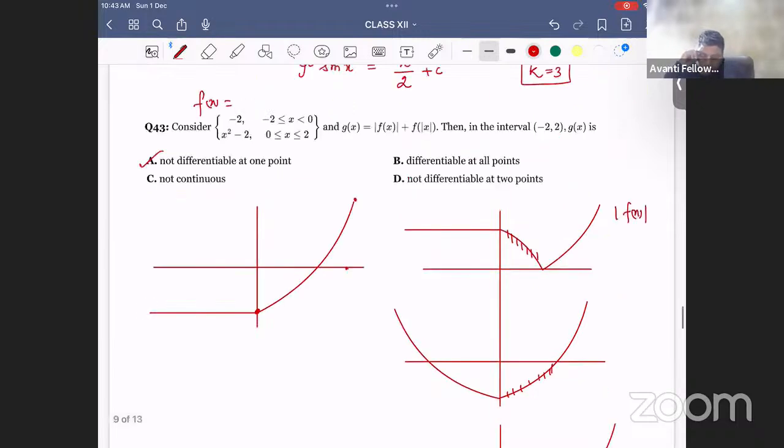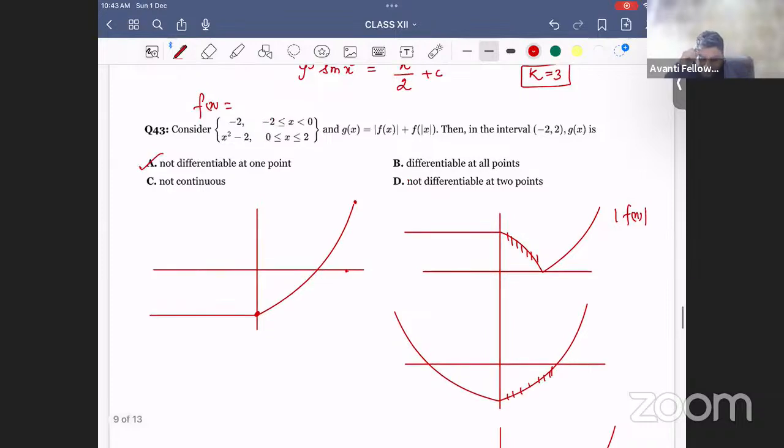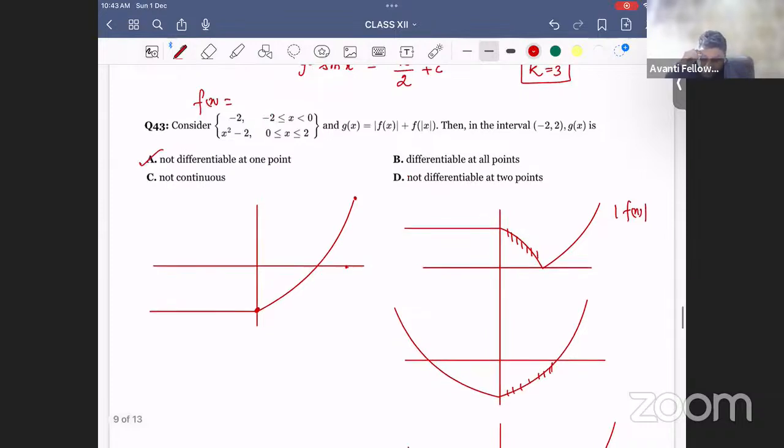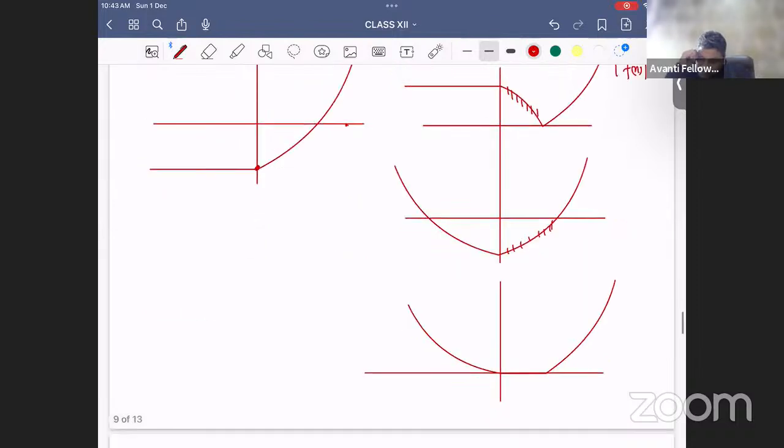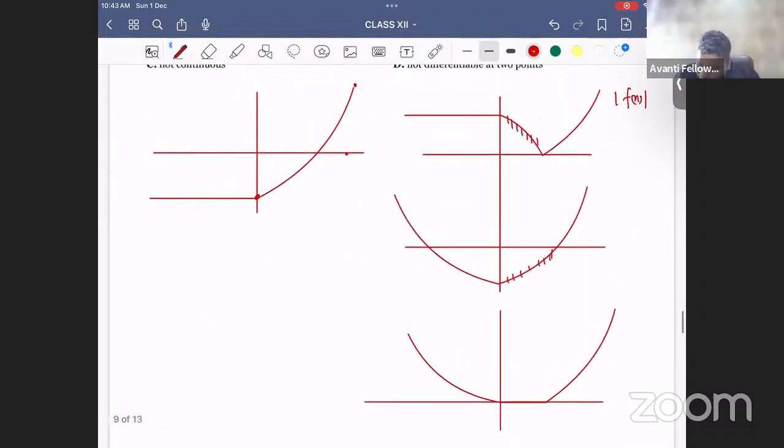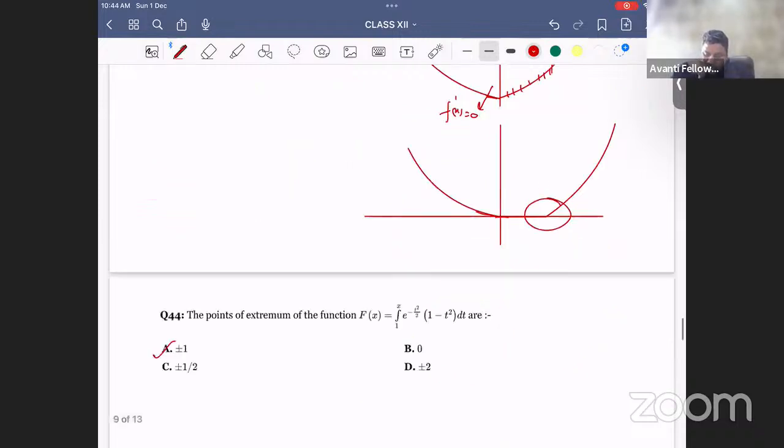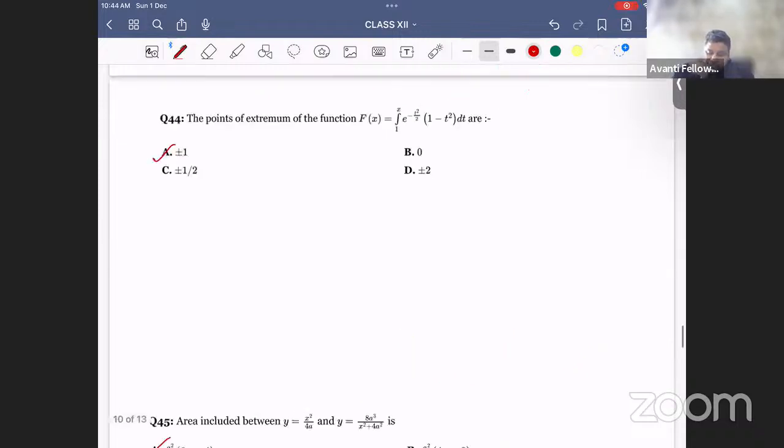Got it? Now what they are asking, non-differentiable at how many points? Here the derivative f dash x is going to be 0. So this is fine. This is also 0. So non-differentiable at only this one point. Got it?